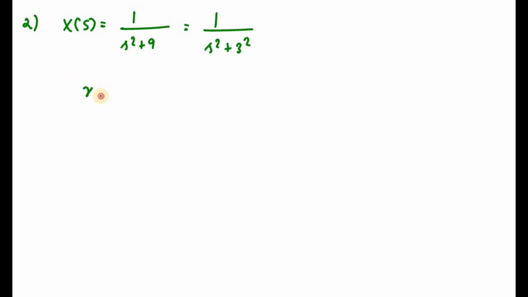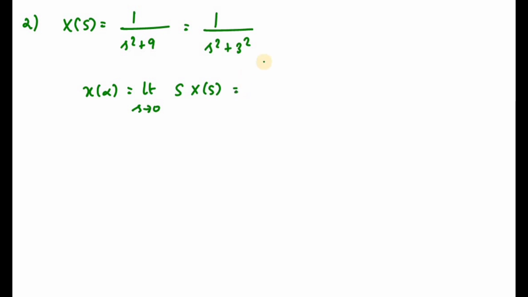So the second problem is X(s) = 1 divided by (s squared plus 9) squared. So the second derivative is 1 divided by (s squared plus 3 squared). Okay. So if I want to find the value of x of infinity, that is equal to limit s tends to 0, s into X(s), right?